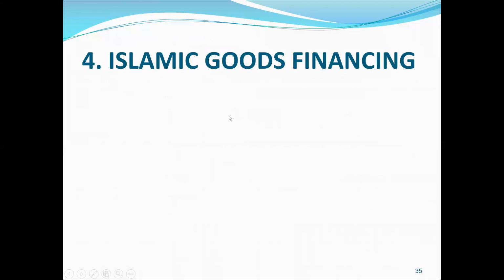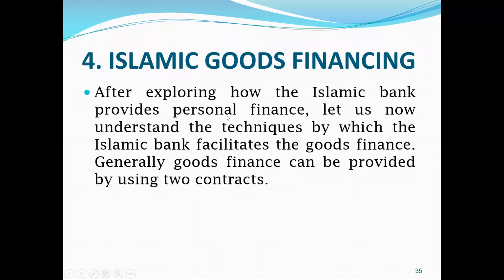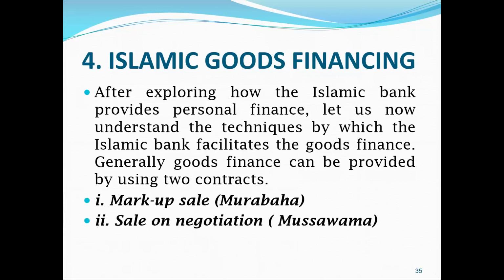So Islamic goods financing is the financing of specific goods and is generally done in 2 contracts. It's murabaha and musawama. As you know, murabaha is a cost plus financing. So the Islamic bank sells the goods on a credit basis, on a deferred basis, with a very important condition, and that condition is to disclose the information to the customer.